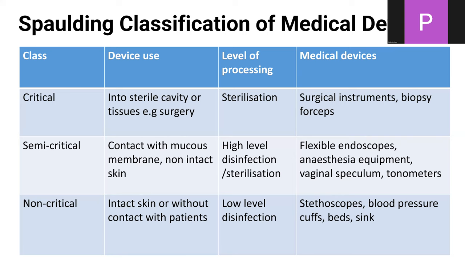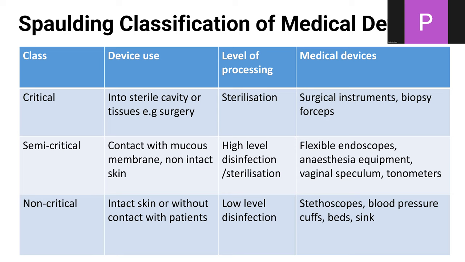Semi-critical sites are sites that come in contact with mucous membranes, such as the mucous membrane of the mouth, the nose, the vagina, the rectum, or the anus. For that, you can do high-level disinfection or sterilization, but high-level disinfection can suffice. So it's not compulsory that it must be sterilization. A lot of the flexible endoscopes that we use, we do high-level disinfection. The vaginal speculum, you can do high-level disinfection.